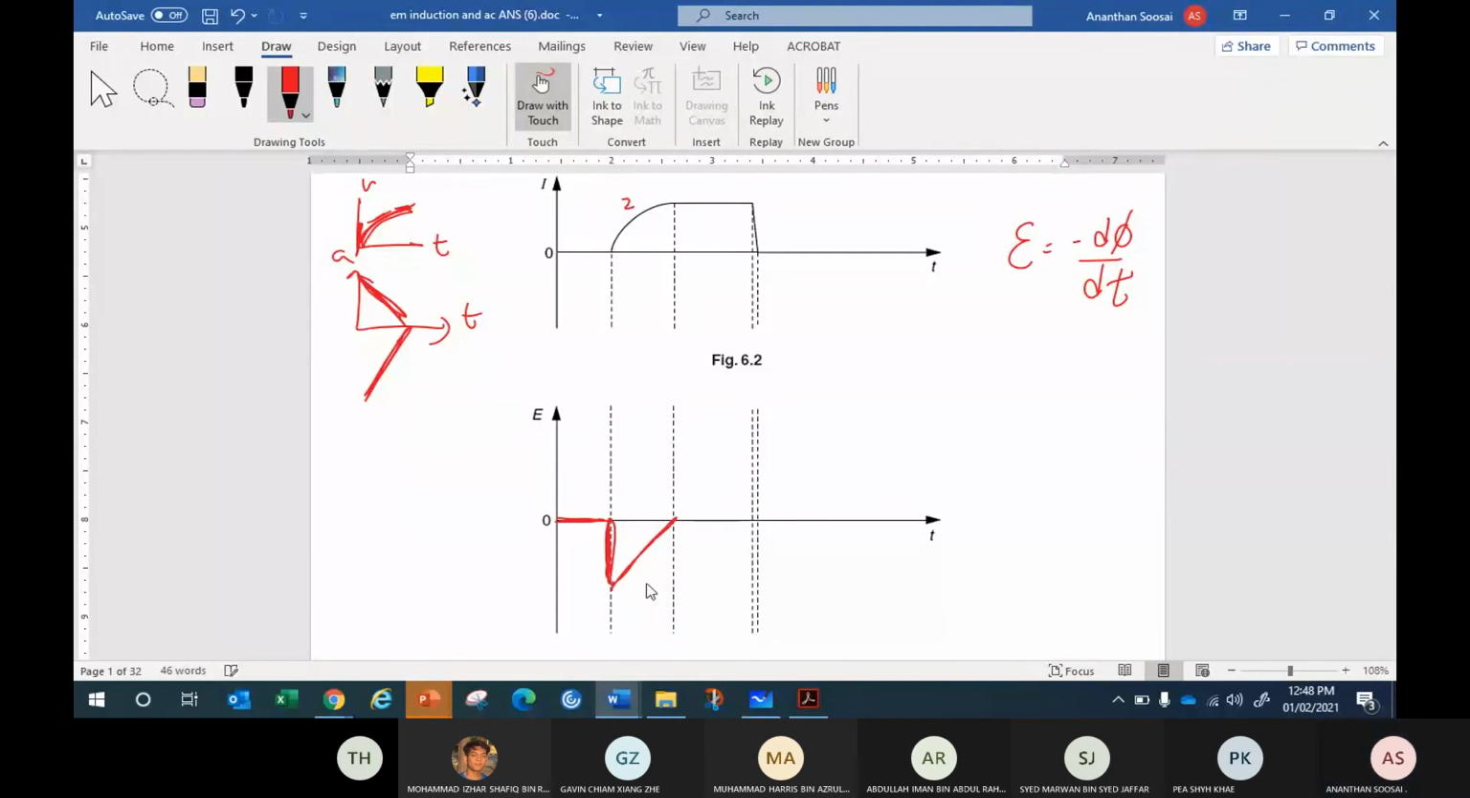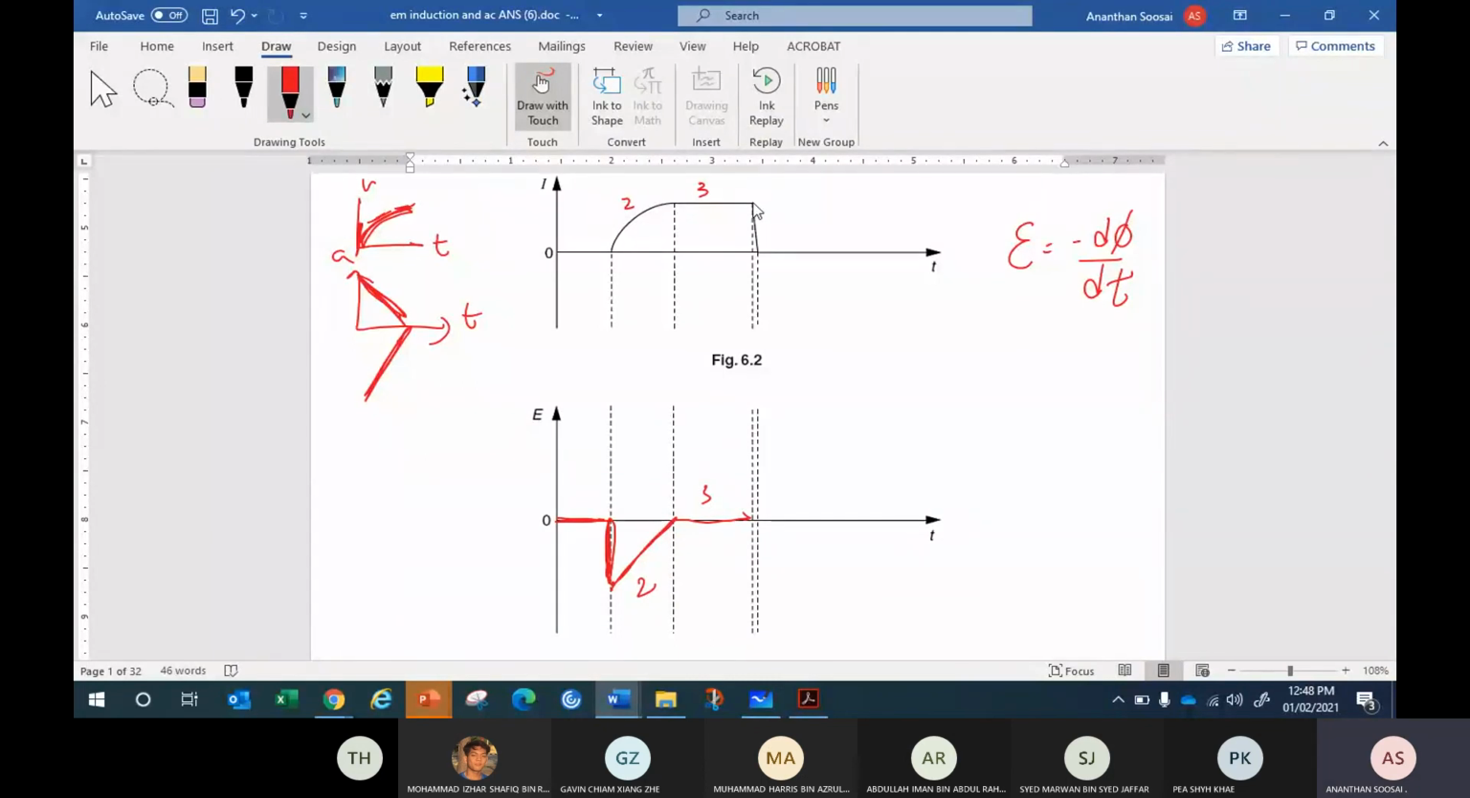Second one. Third one, velocity constant, acceleration is 0. No flux change, no EMF.